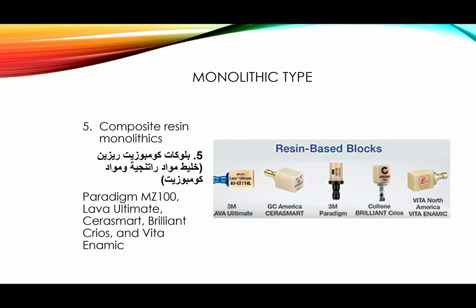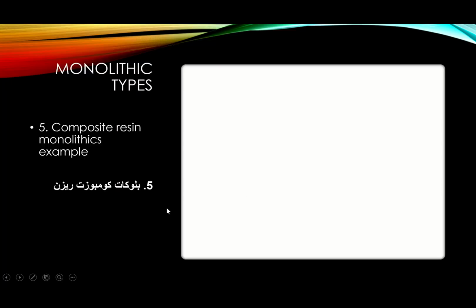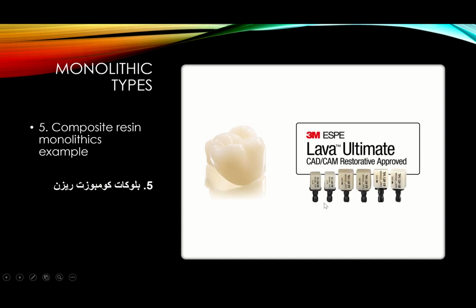Composite resin monolithics include Paradigm, MZ100, Lava Ultimate, Cerasmart, Brilliant Crios, and Vita Enamic. And we will talk about these composite resin monolithics. Let's take Lava Ultimate as an example. Lava Ultimate was very famous for a certain time in America. It's like the long temporary crown, or let's say the one-day crown.